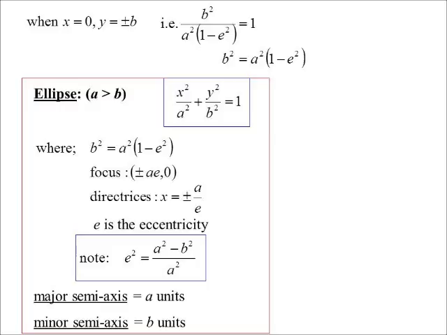Now, I've said this is when a is greater than b. Right? b squared will equal a squared times (1 minus e squared). The focus is (AE, 0). Directrix is x equals A divided by E. E is the eccentricity. Now, rather than writing it as b squared equals a squared (1 minus e squared), often it's easier to remember it this way. If you're trying to work out eccentricity, e squared is (a squared minus b squared) over a squared. It's just a rearrangement, if you think about this formula.